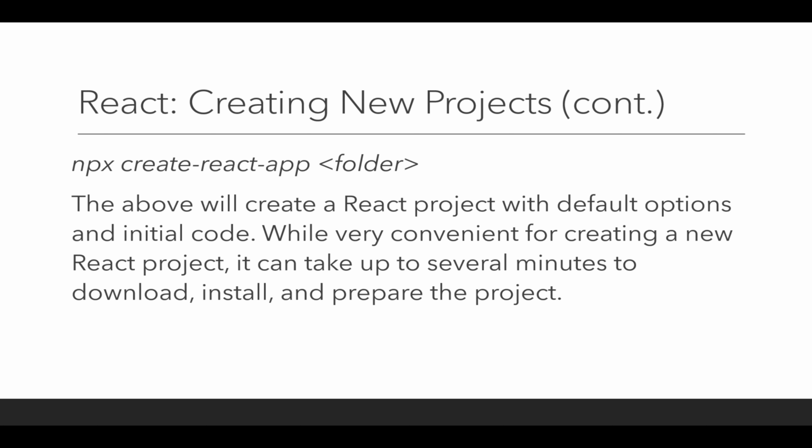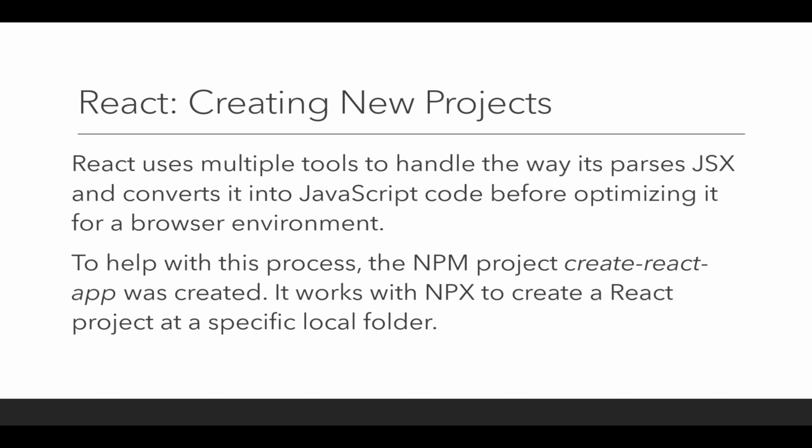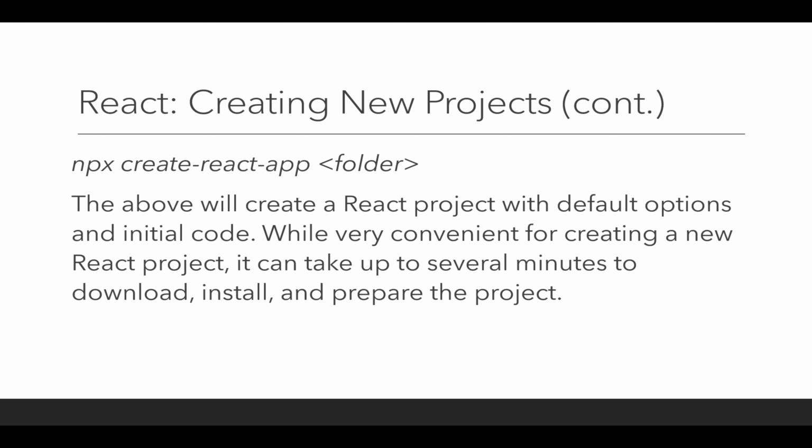And we will go back to the initial slides and just look at this again. So again, it uses multiple tools to handle the way it parses JSX, because again, multiple parsing, right? It parses the XML, the JSX, into JavaScript and then parses the JavaScript itself. So two layers of parsing there. And again, to help with this whole process, we use create-react-app, which again creates this project for us, creates the initial project with the default options and some initial code, which we'll look at very shortly.